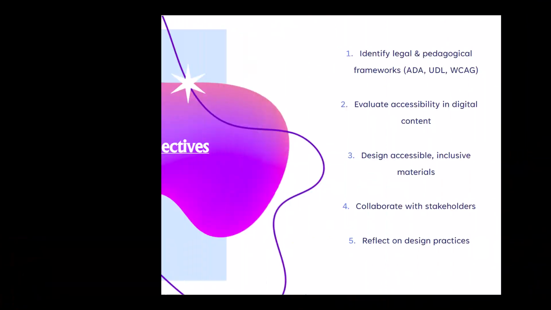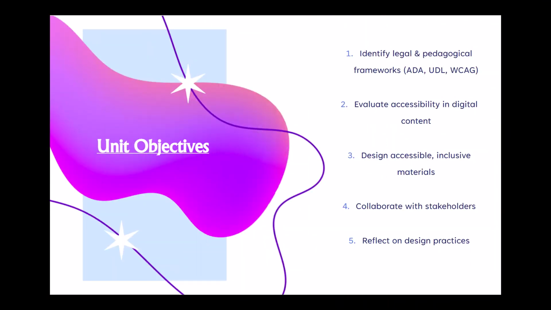Today we are going to take a quick overview of our unit on designing a course for accessibility and inclusion in online learning environments. In this unit, you'll go beyond the basics and explore how to make learning experiences truly equitable. We'll combine theory with hands-on practice so you can not only understand accessibility standards, but apply them in real-world design scenarios. By the end of this unit, you'll be able to identify key legal and pedagogical frameworks like ADA, Universal Design for Learning, and WCAG standards.